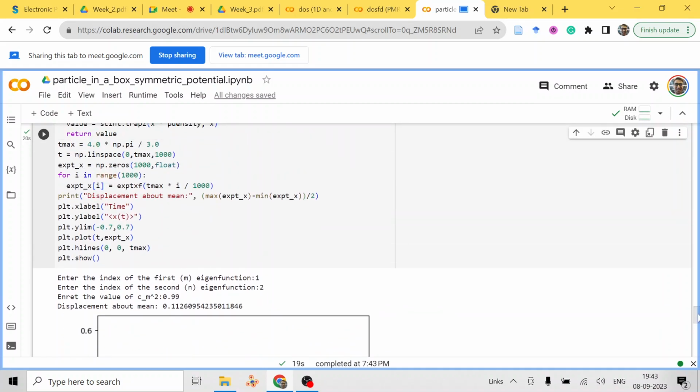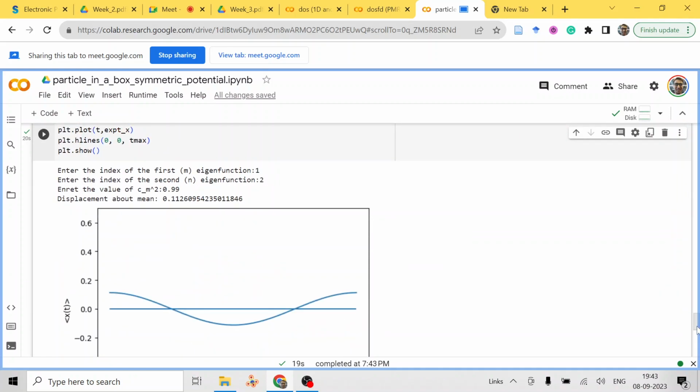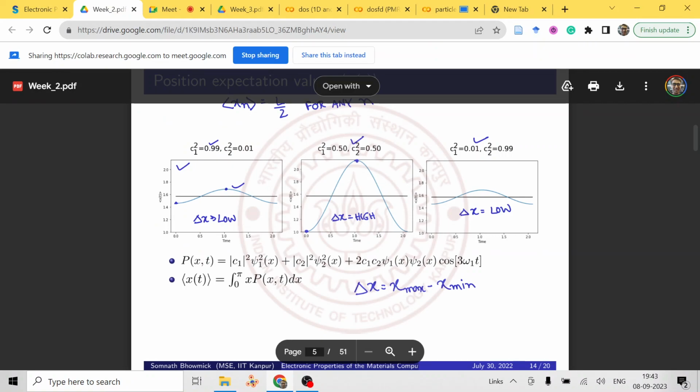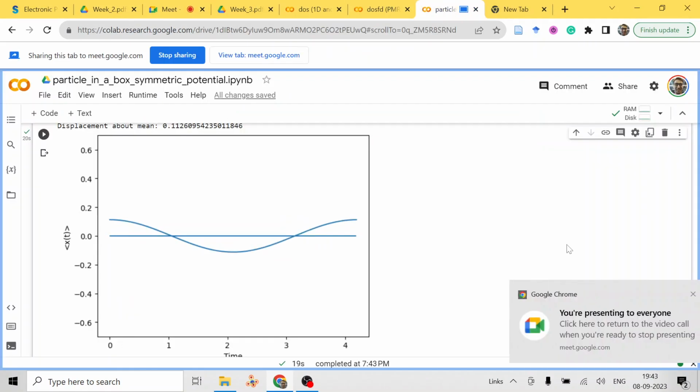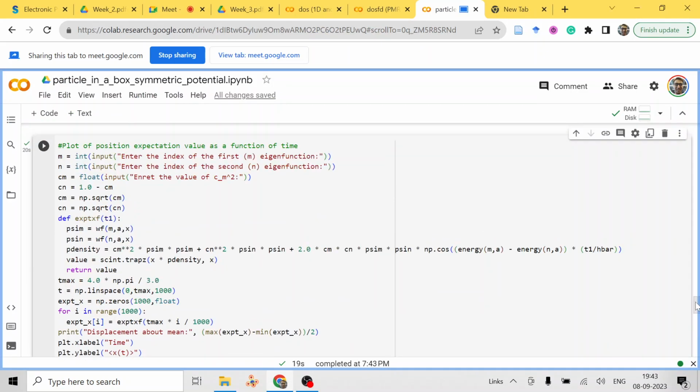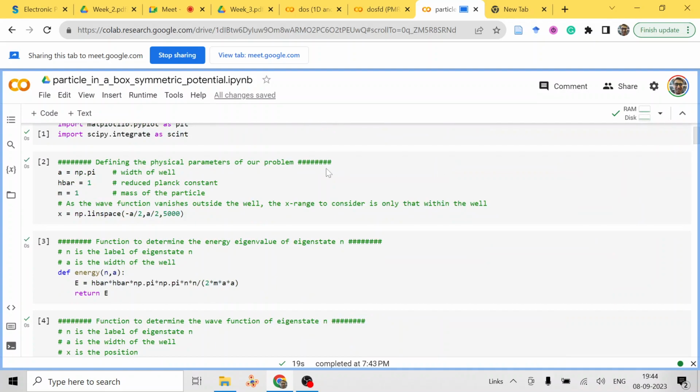So you can see the physics here is still the same, although the time period has been changed to 4 pi by 3 now. Earlier we were taking the time period from 2 pi by 3. So you can just look into the equation. Okay, so this is the last part of this. Okay, so now we are done with this.